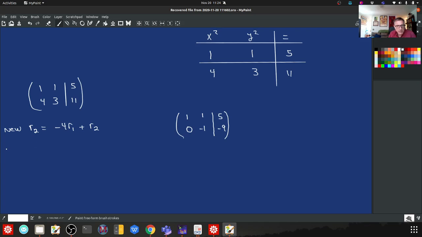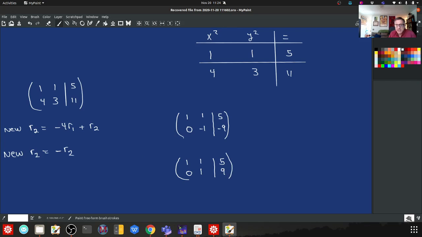Now I'm going to go ahead and do one more thing. My new row 2 is going to be minus my existing row 2. Just so you can see all of this. So that's 1, 1, 5, 0. I'm just multiplying row 2 by negative 1: 0, 1, and 9.